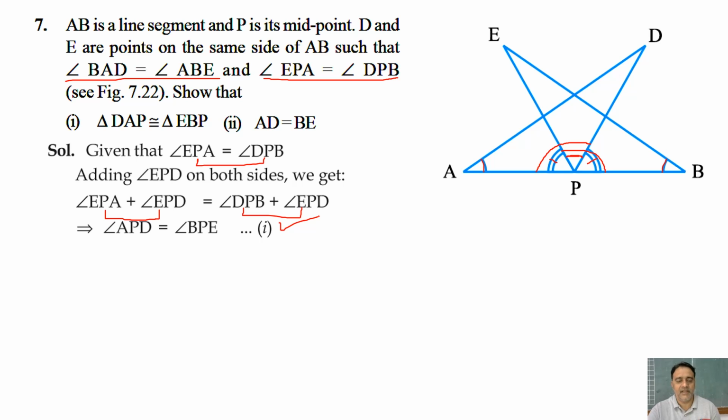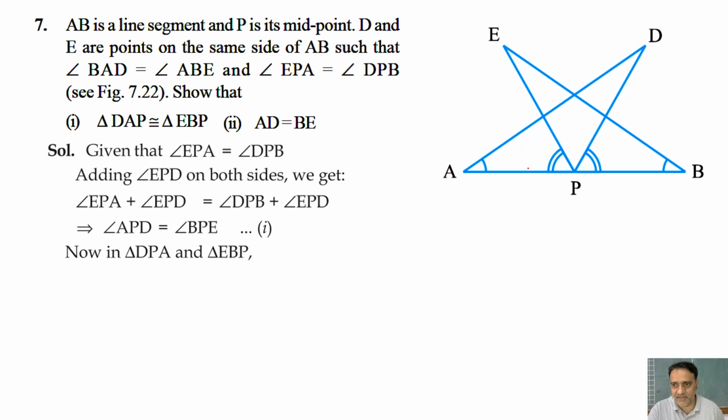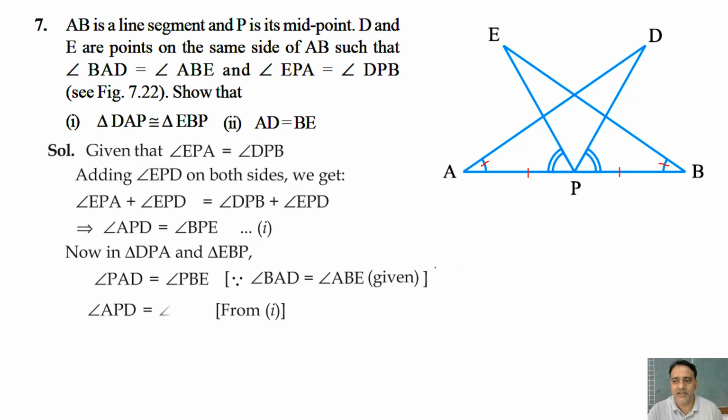No, sir. Okay, so now we are going to take these two triangles, APD and BPE. First, let us start with AP is equal to BP. Why? P is the midpoint of AB. And the second one is these two angles are equal, it is given. And these two angles are equal, already proved above.